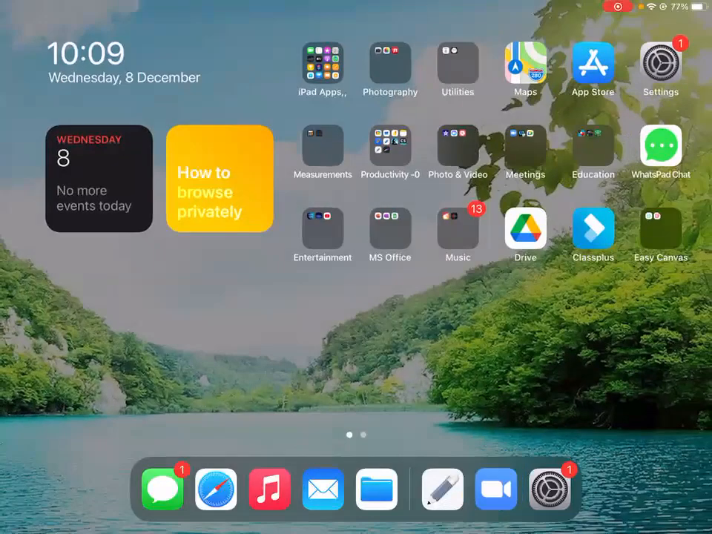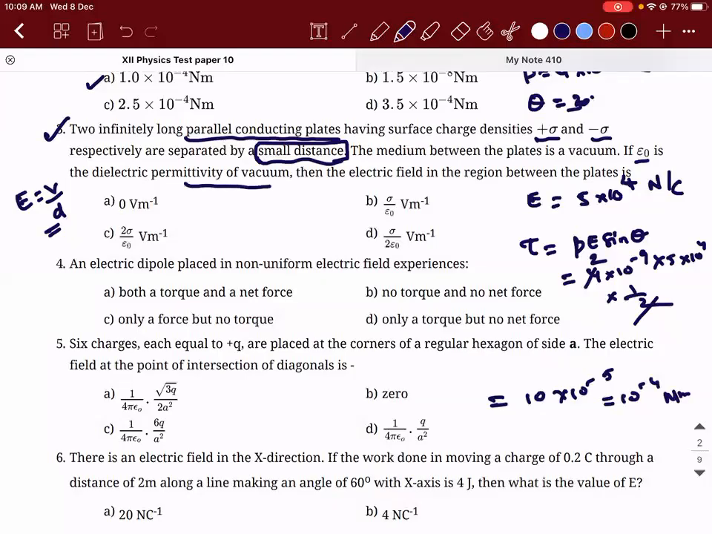Okay. So epsilon naught is the permittivity of the vacuum. Then the electric field in the region will be how much? It will be sigma divided by epsilon naught.